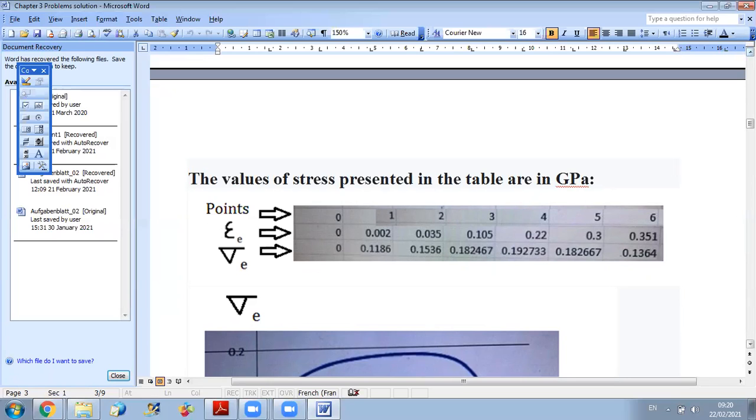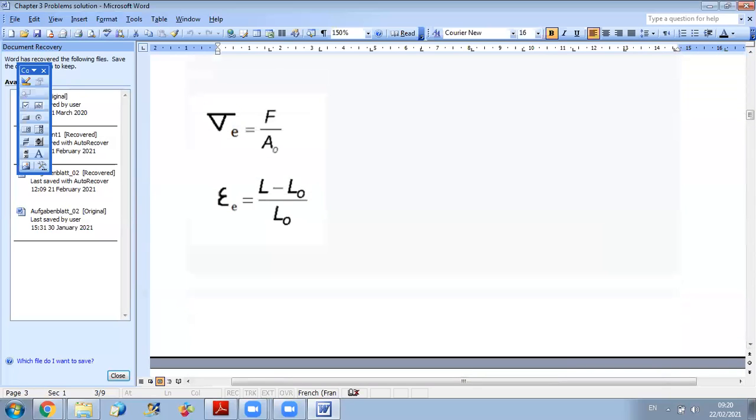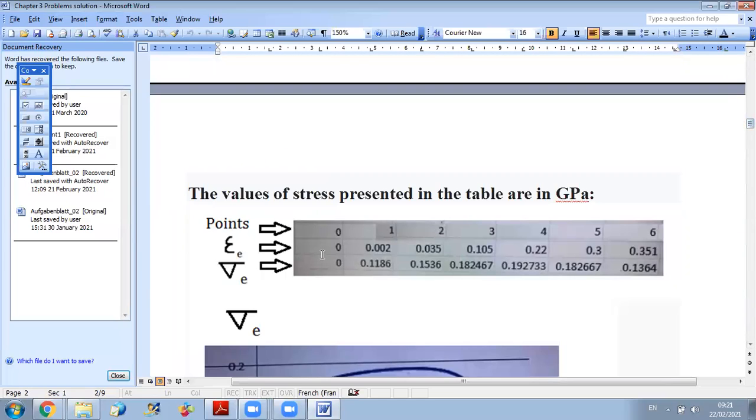Now, how to obtain the value of engineering strain? For engineering strain, the formula is L minus L0 over L0. For the true strain, it is ln of L over L0. Since we want to plot the engineering curve, we will use the following formulas: F over A0 for sigma engineering, and for epsilon engineering, L minus L0 over L0.